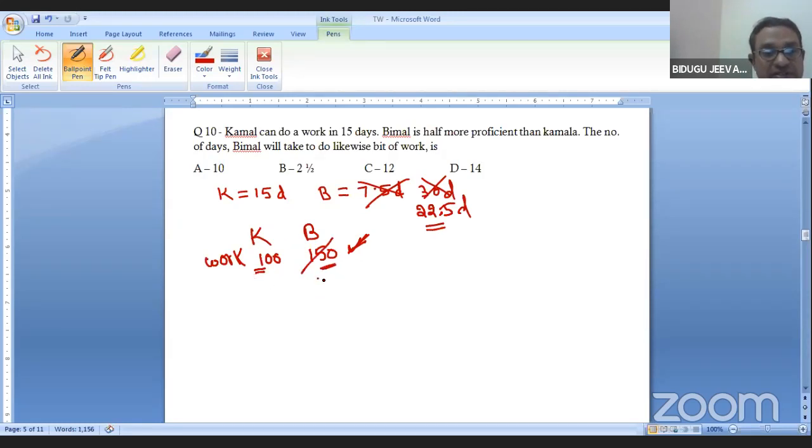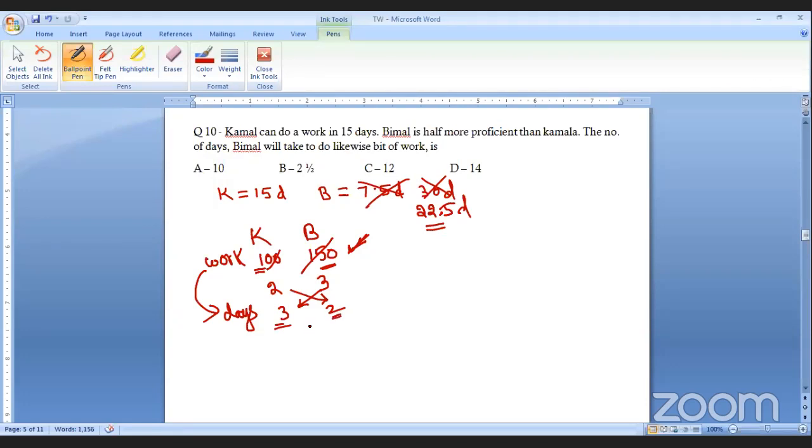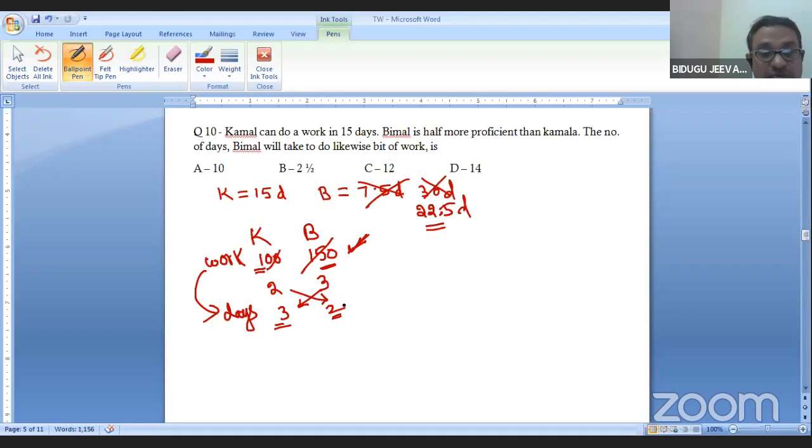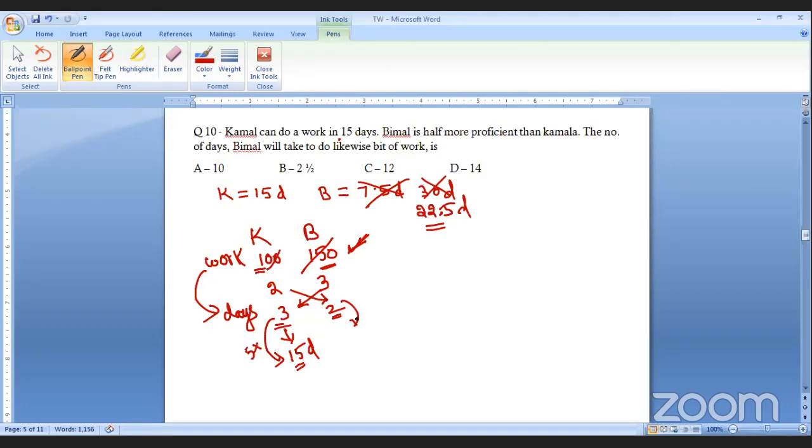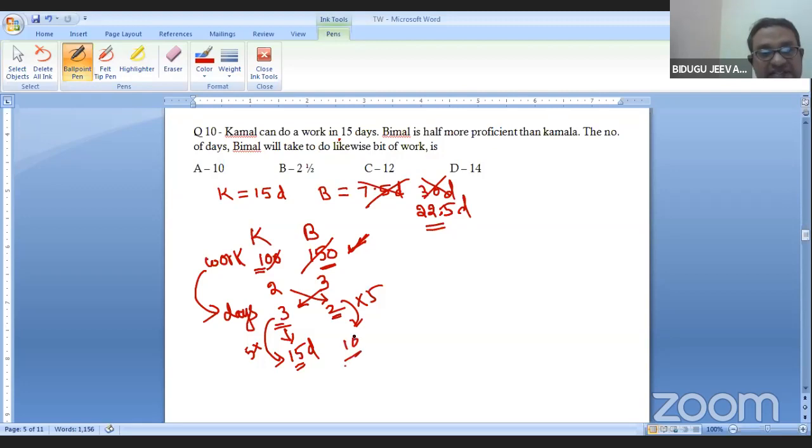Now the ratio is 3 and 2. Let me convert into days. I said very clearly, time and work are inversely related. So this will become 3, this will become 2. Is it right? Days. Yes, sir. Right, because he can take less number of days. Why? Because he is more proficient. Now Kamal can do it in 15 days. Directly given. How much? 15 days. This is original. How many times? 5 times. So get the answer into 5. It is 10 days. So your answer is 10.